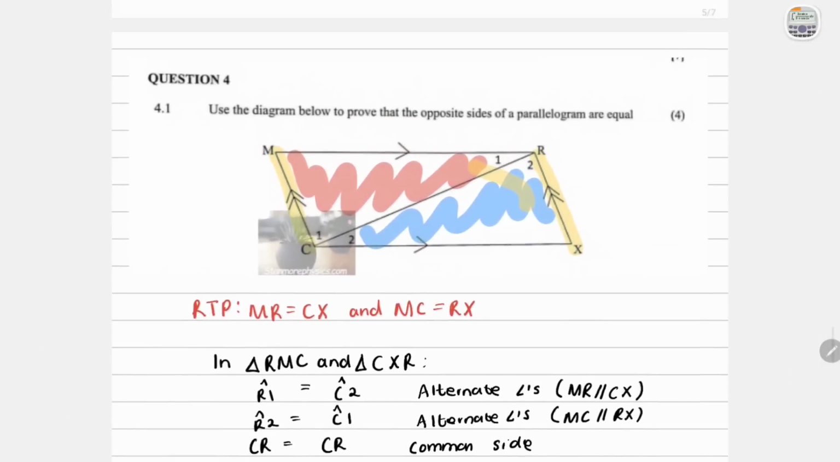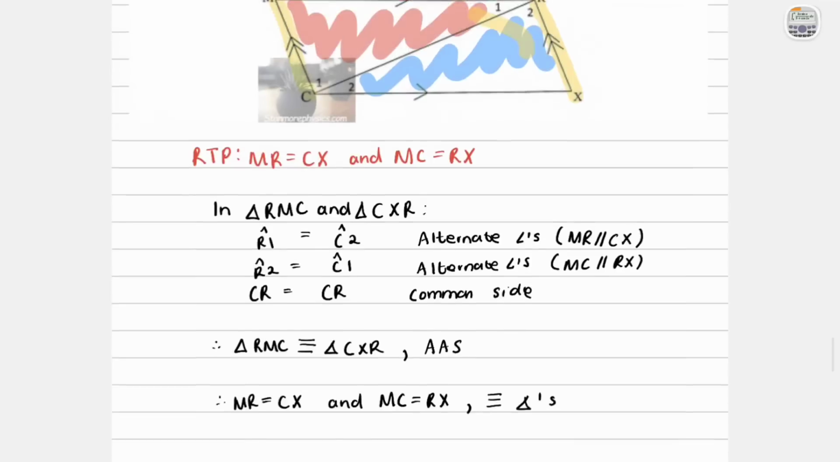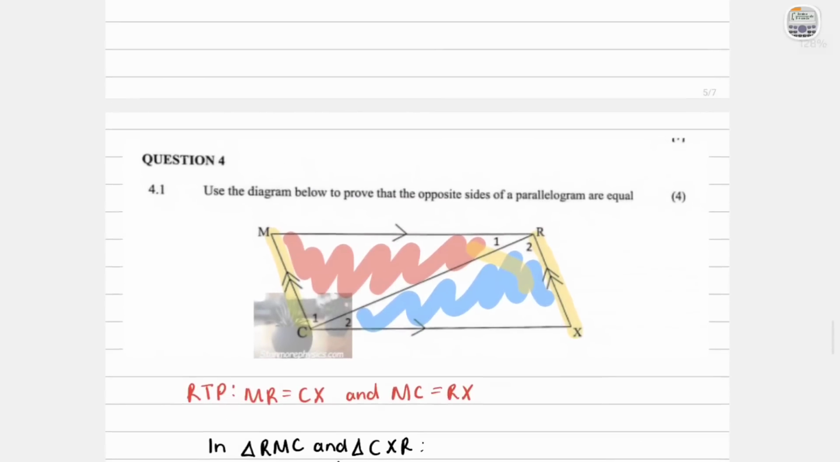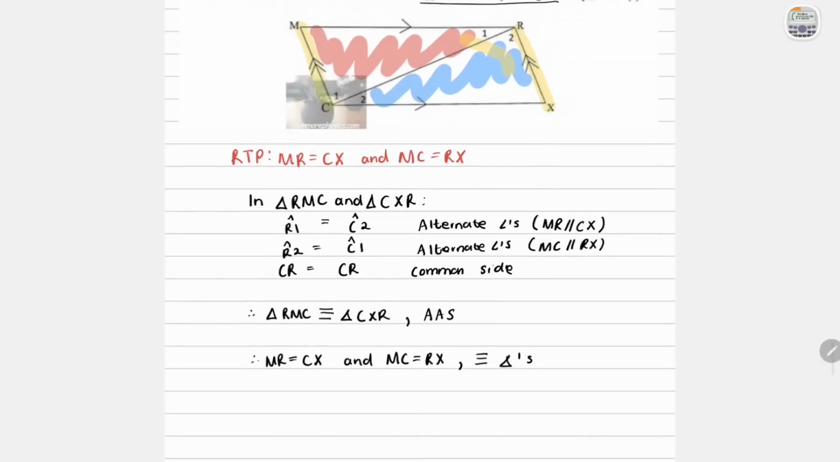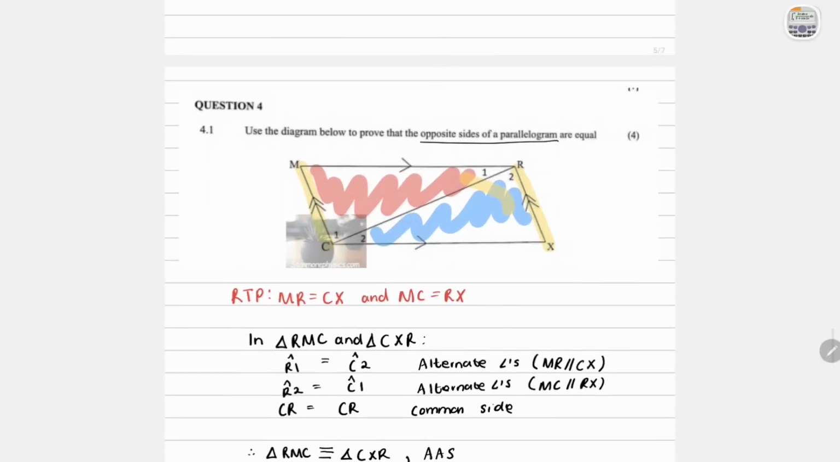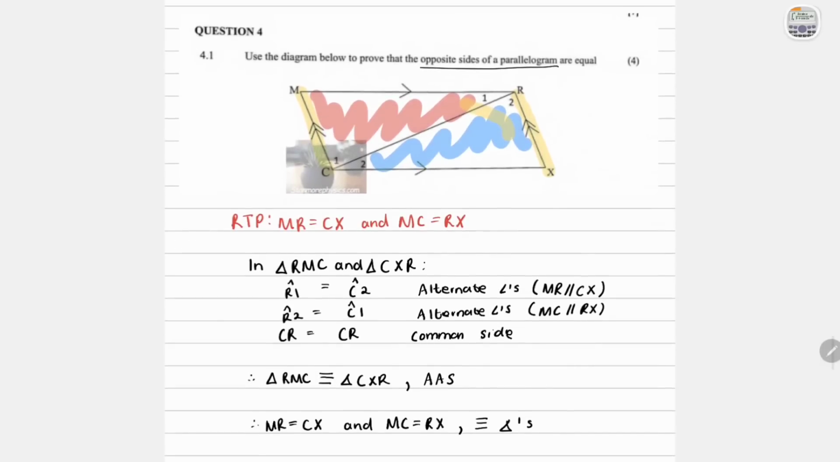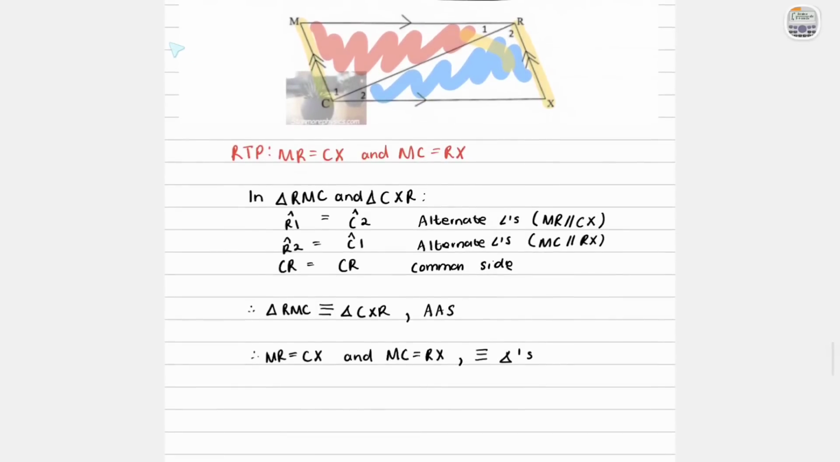And we can just end off like that. We have told them everything, the two sides that they said should be equal. They said the opposite sides. So therefore the opposite sides are equal in the parallelogram. Okay, that is it for question 4.1. Moving on to question 4.2.